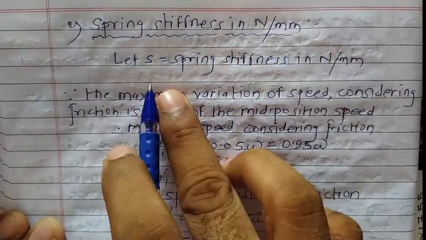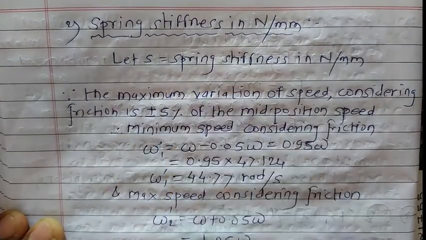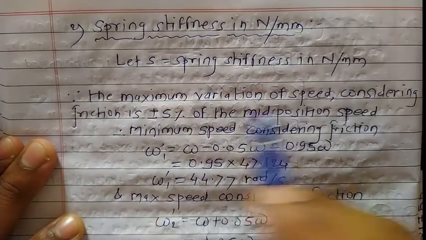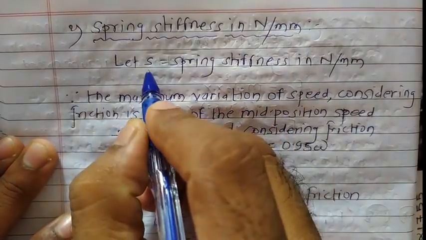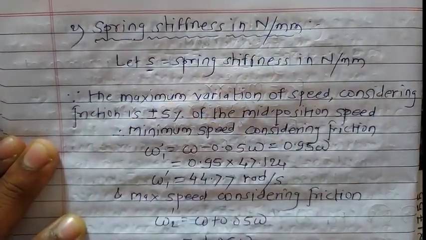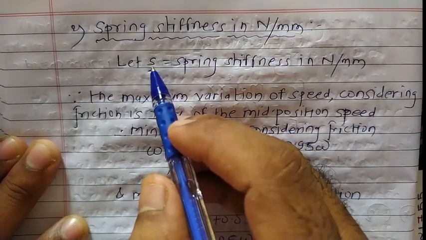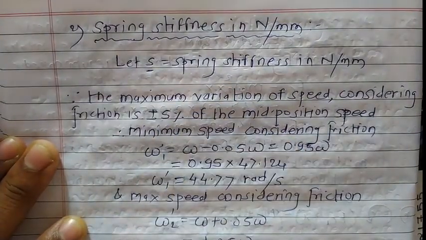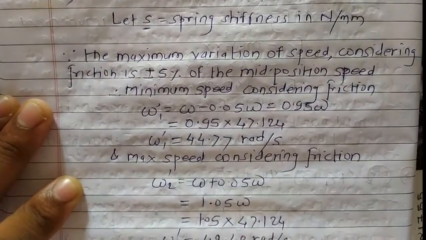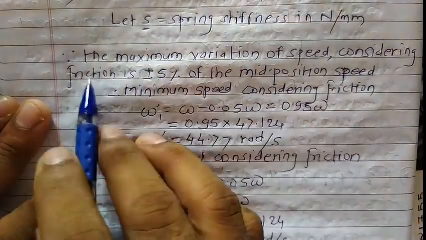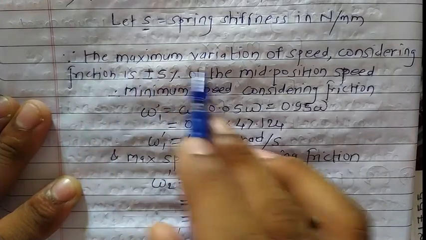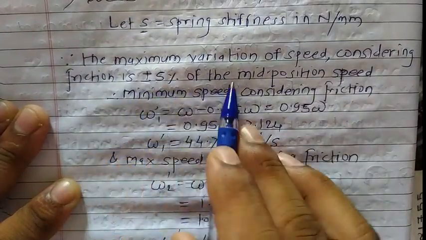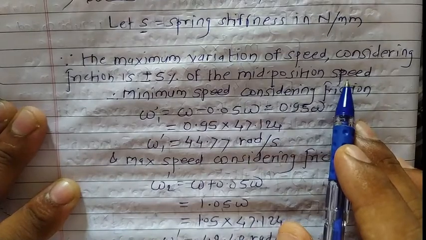So our next target is to do the calculation for the spring stiffness in Newton per mm. For that, let us consider S as the spring stiffness in Newton per mm. Just don't get confused by the notation used here. This S is the small s, and the previous one we used for the spring force, that is a different one. Since the maximum variation of the speed considering the friction is plus minus 5% of the mid position speed, this information is given in the problem.